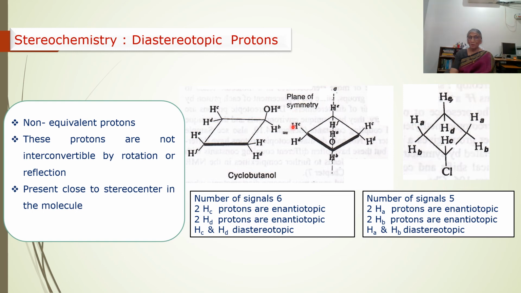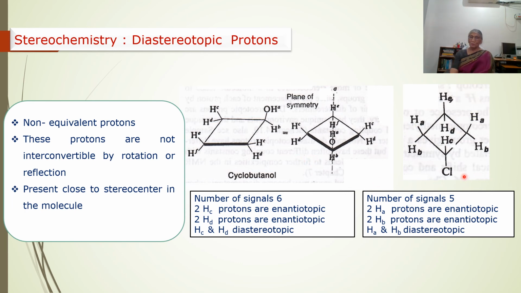Therefore, this compound will show 6 signals in the spectrum. One because of the hydroxyl proton, second because of the proton which is present on the same carbon atom on which the hydroxyl group is present. Then one signal because of C protons, another signal because of D protons, one signal because of E protons, another signal for F protons. So in all there will be 6 signals in the NMR spectrum of this compound.